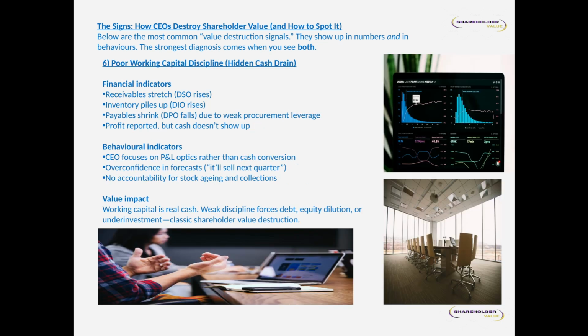One of the key ways CEOs can unintentionally destroy shareholder value is through poor working capital discipline, which acts as a hidden cash drain. Financially, this often shows up as increasing receivables, meaning it takes longer to collect payments, inventories piling up, and payables shrinking because the company isn't negotiating favorable terms with suppliers. You might see profits reported, but the cash doesn't actually come through. Behaviorally, this is reflected when CEOs focus on income statements rather than cash flows, display overconfidence in sales forecasts, hoping issues will resolve next quarter, and lack accountability for aging stock and collections.